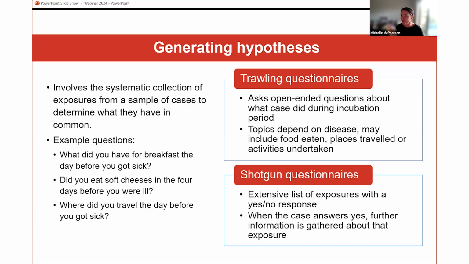There are pros and cons of both of these approaches. Trawling questionnaires, you get a lot of information, but it's all qualitative and can be difficult to compare. Shotgun questionnaires, easy to analyse because you've got your yes, no answer. But if what's causing the outbreak isn't in the list, you won't ask about it and you miss the source of the outbreak.